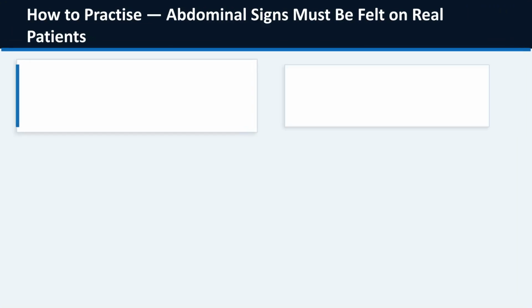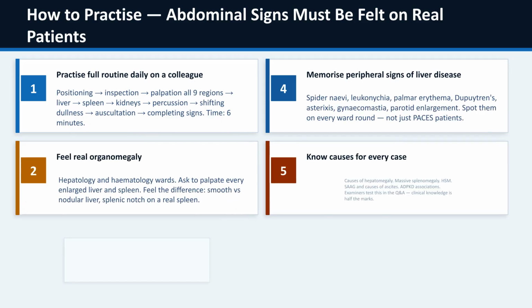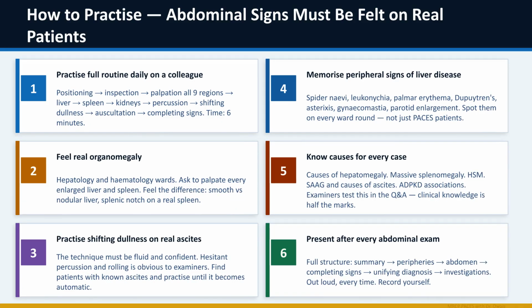To practice, perform the full routine daily and time yourself. Feel real organomegaly to understand the physical differences. Practice shifting dullness until it's automatic. Memorize the peripheral signs and the causes for every case. Present out loud every time.